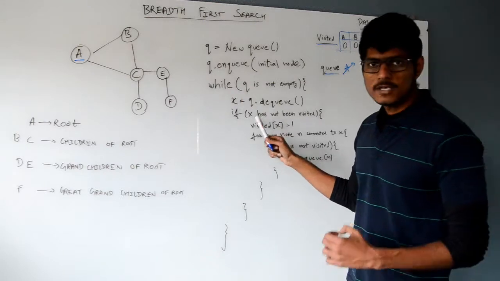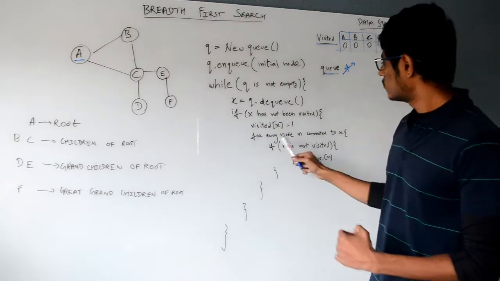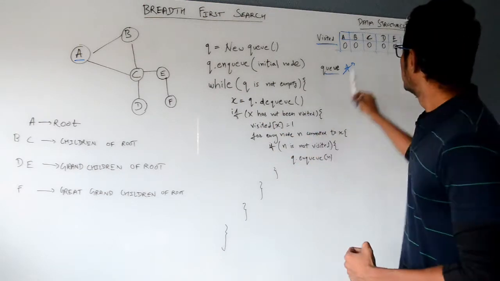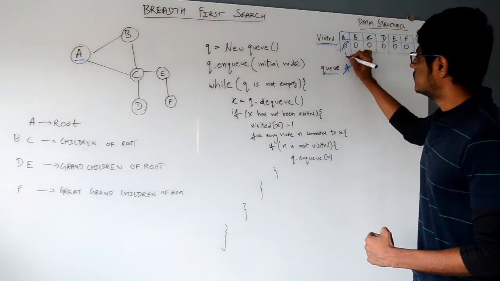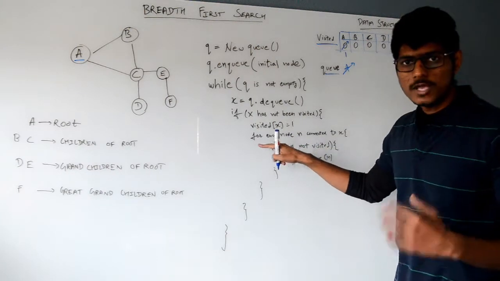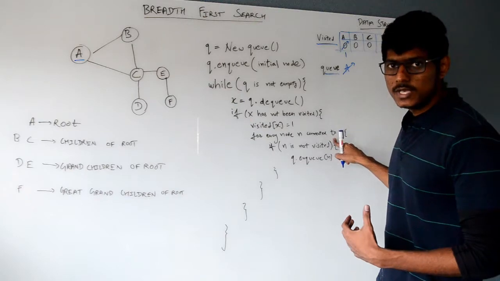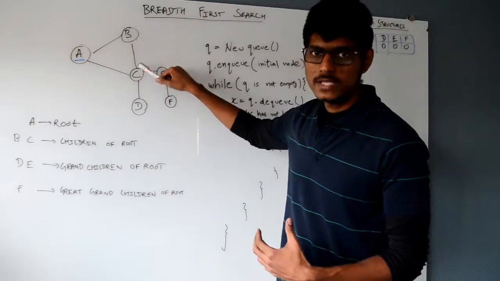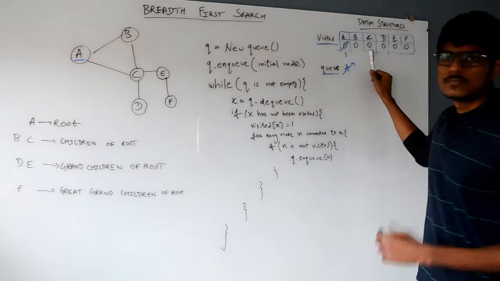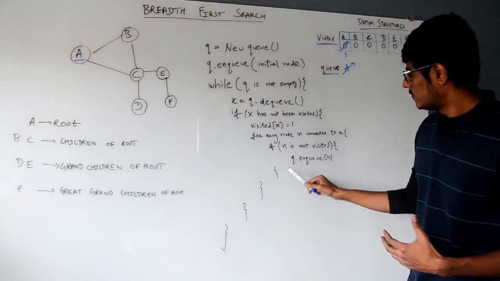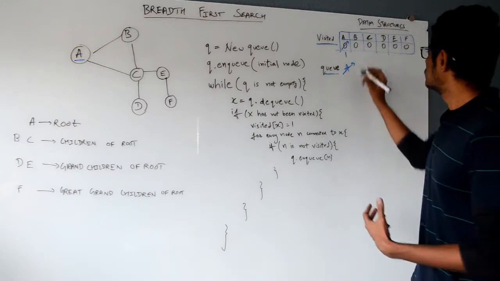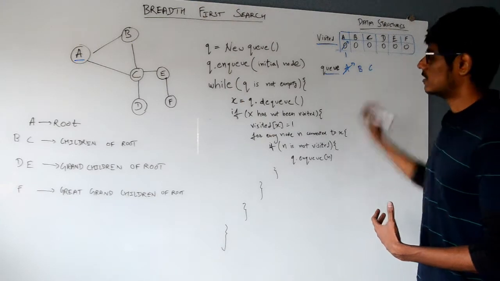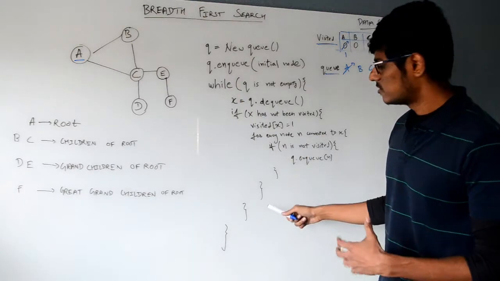Now, we'll check if A has been visited or not. So A has not been visited, so we'll mark A as visited. And then, for every node that is connected to A, we'll check if they have been visited or not. So A is connected to B and C. B and C both are not visited, so we'll enqueue both of them in our queue. So we'll enqueue B and C in the queue. Now we are done with this iteration of the loop.